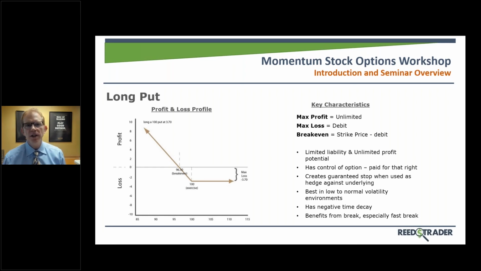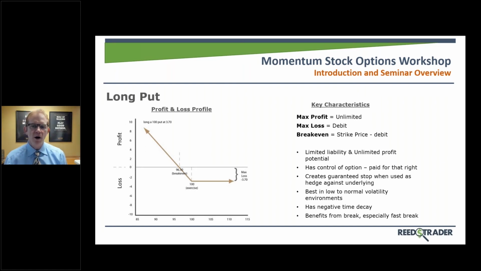The max loss is the debit you pay for it, and the break even is the strike price minus the debit. It's on the other side of the strike. So with a put, you have limited liability and unlimited profit potential. You control the option. You paid for the right to sell, so you control it. This also creates a guaranteed stop when used as a hedge against the underlying.